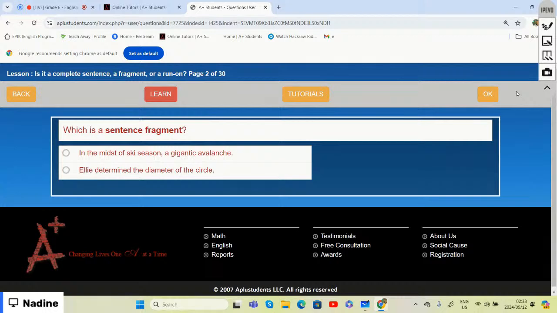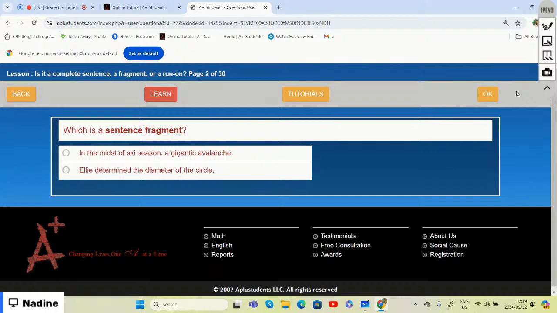All right. And if we were to choose the correct option, either option one, in the midst of the ski season, a gigantic avalanche, or Ellie determined the diameter of the circle, we need to select the sentence that is a sentence fragment. Meaning, remember we said that a sentence fragment is either missing a subject, or it is missing a verb, or it is missing a helping verb.